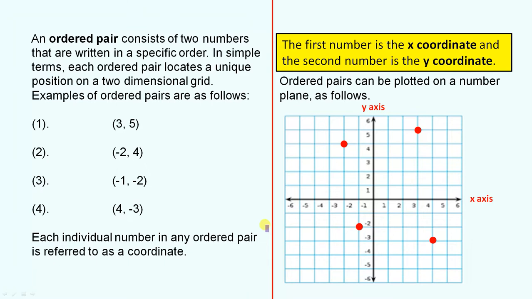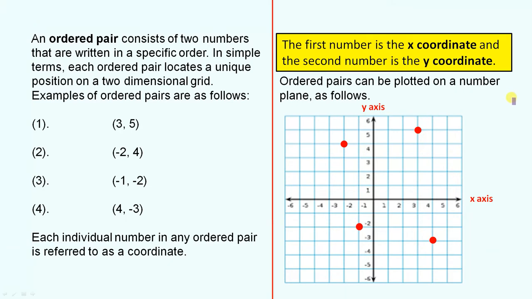Each individual number in any ordered pair is referred to as a coordinate. So 3 is a coordinate and 5 is a coordinate, and it's the same for all the others. The first number is the x-coordinate and the second number is the y-coordinate. So 3 is the x-coordinate, 5 is the y-coordinate. -2 is the x-coordinate, 4 is the y-coordinate, and so on for the other two.